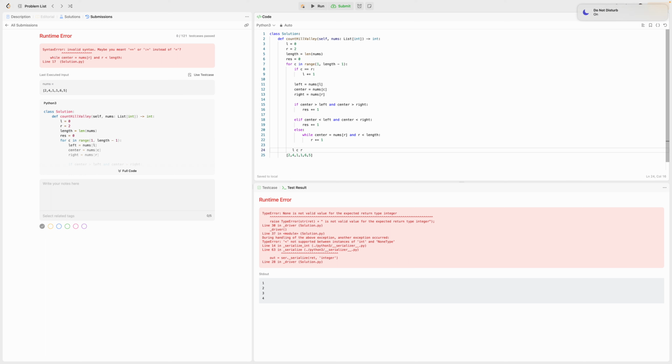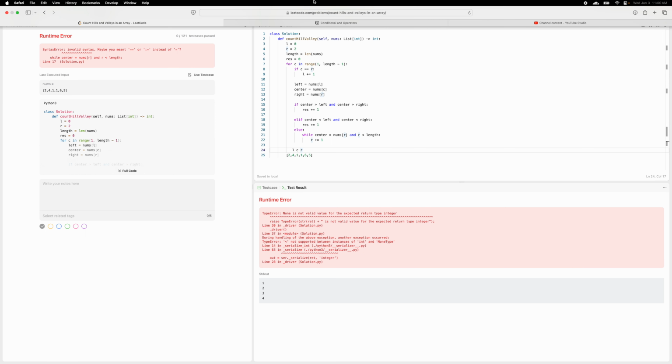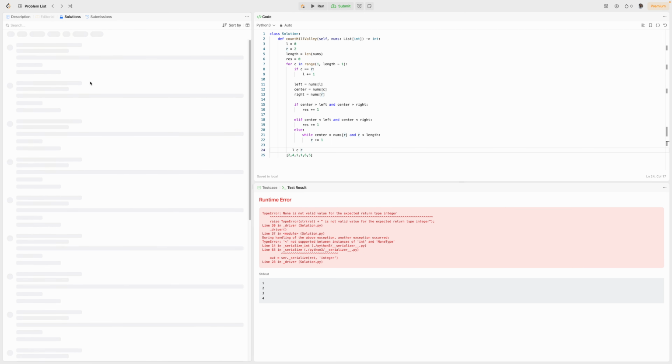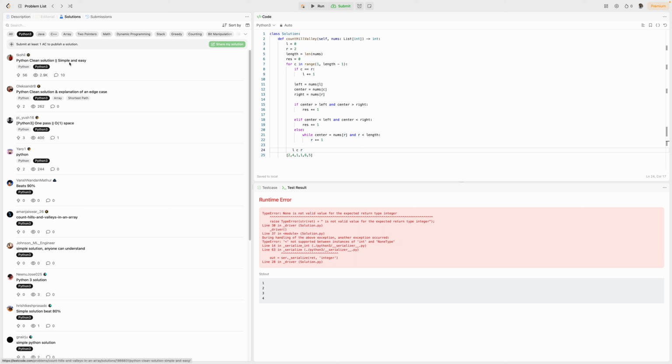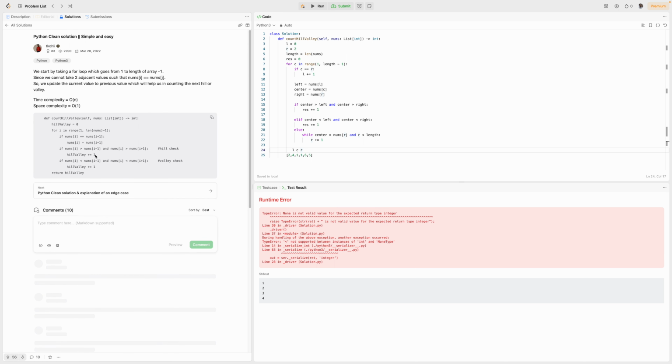Yeah, let's look at the loop solution. I don't think I'm doing it right. Python 3. Is it that simple?